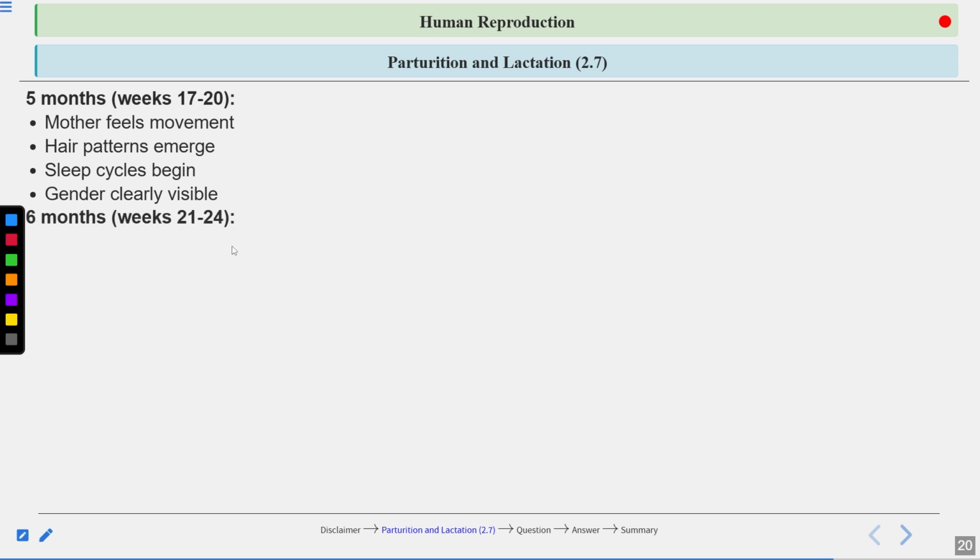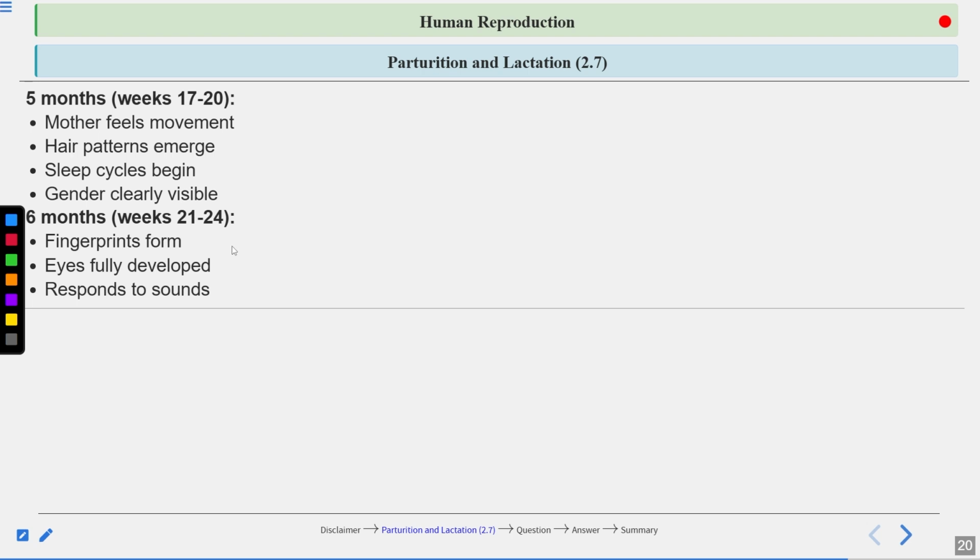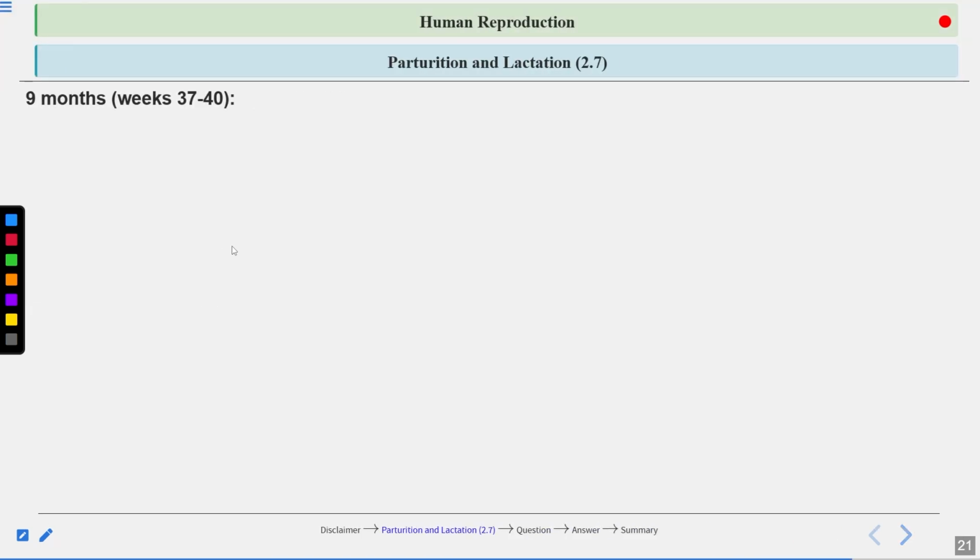In 6 months, what is happening? Means from week 21 to 24. Fingerprints form. Eyelids develop. Respond to the sounds as well. What is happening at the end of the 9 months? Week 37 to 40. The fetus is completely developed, so there is full term development.